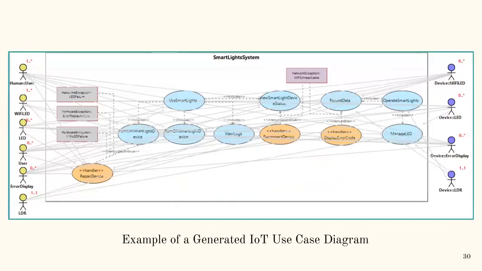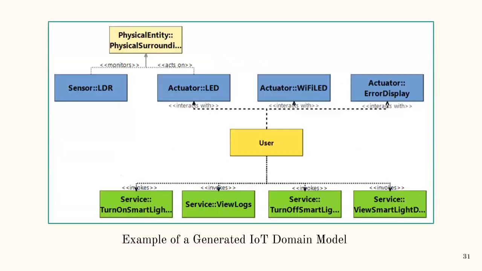We can use the USIM4IoT file to generate an IoT use case diagram. The IoT use case diagram will contain IoT concepts, specifically the actors are typed. There are handlers and exceptions, and the exceptions are also typed, and all use cases found from the USIM4IoT model are also here. We can also generate an IoT domain model.